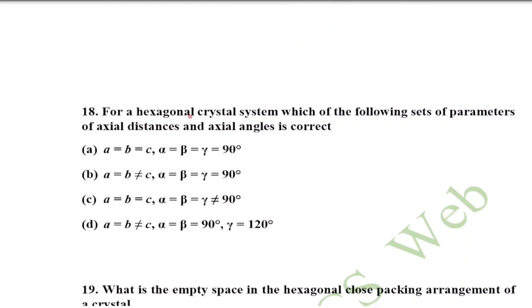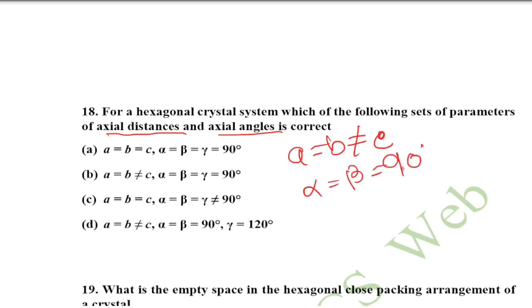Next, for a hexagonal crystal system, which of the following sets of parameters of axial distance and axial angles is correct? For hexagonal system, we know a equals to b, not equal to c, and alpha equals to beta equals to 90 degree, and gamma equals to 120 degree. Okay, so you can check the options. This is D. D is your correct option.